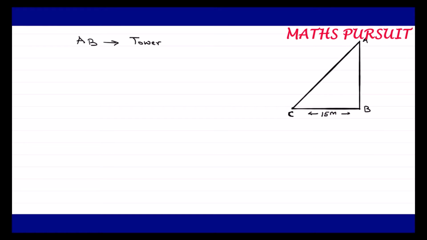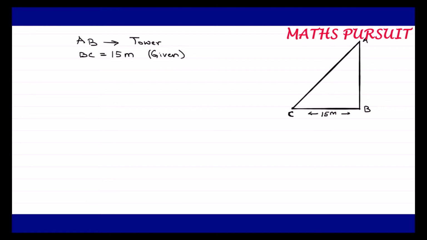So what is 15 meters? From a point on the ground which is 15 meters away from the foot of the tower. So BC is equal to 15 meters. This is being given in the question.